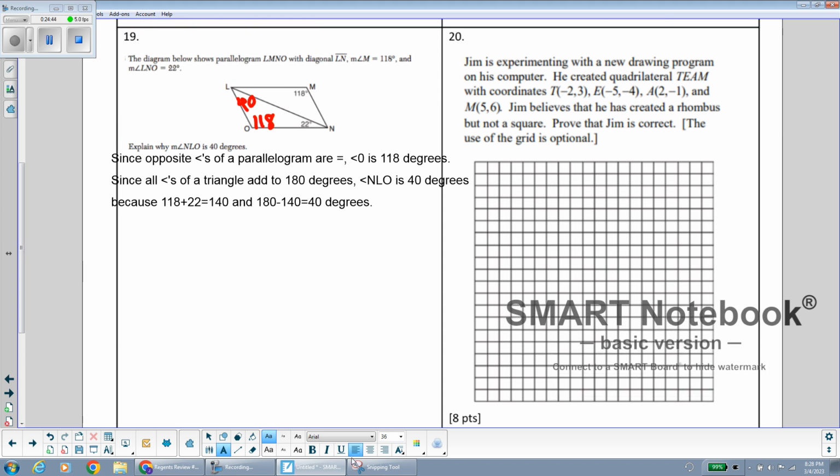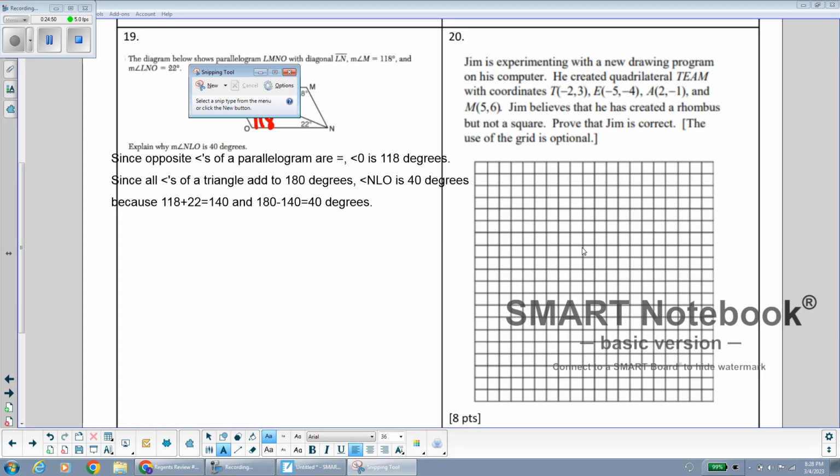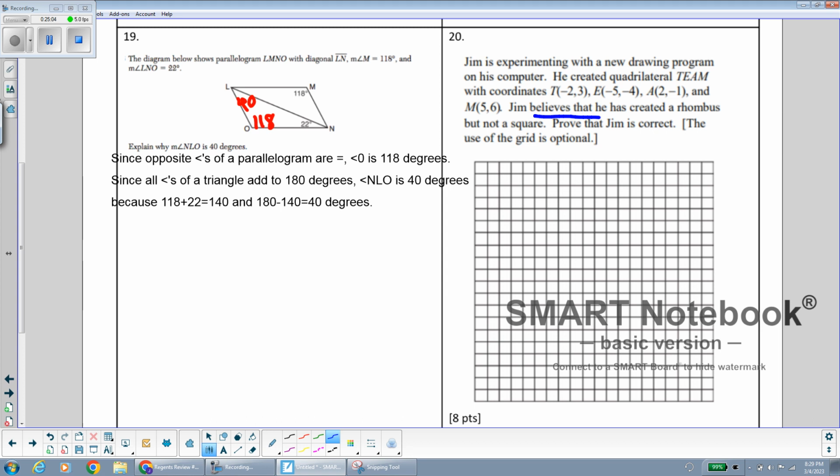There's many different ways to go about it. I'm not going to actually write the whole thing down because that's going to take way too much time. And there's also multiple approaches for this question. So keep in mind, you need to first prove that you have a rhombus. And before something can be a rhombus, it needs to be a parallelogram.